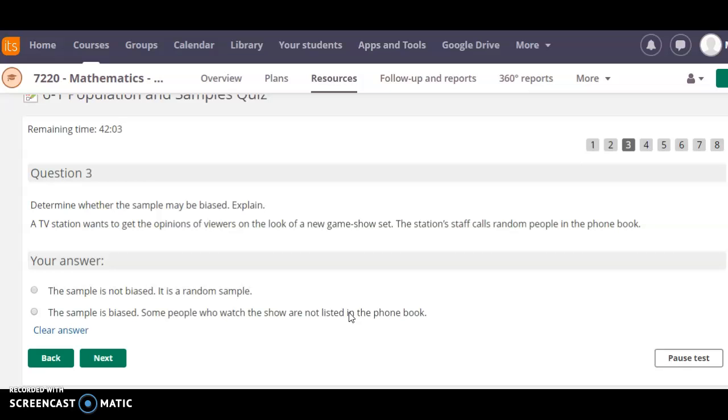Some people who watch the show are not listed in the phone book. Well, if you do not have a home phone, then your phone number is not going to be listed in the phone book. If your parents only use cell phones and no home phone, they would not have any chance of getting asked this question, so the sample would be biased.